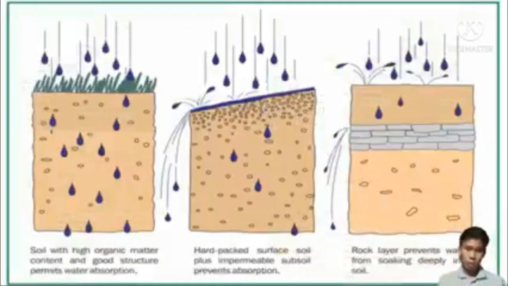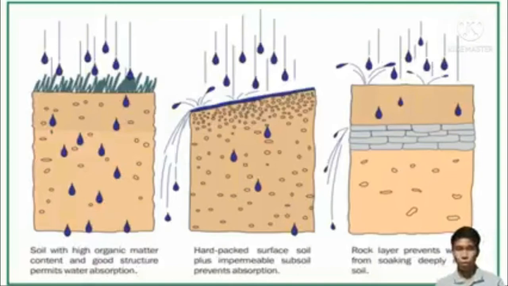So this picture is a sample of permeability, which allows water to easily absorb, for kinds or types of soil. So here, in the first picture, soil with high organic matter content and good structure permits water absorption. So it's very good in absorbing water. While in the middle picture, the hard packed surface plus impermeable subsoil prevents the water from absorbing.